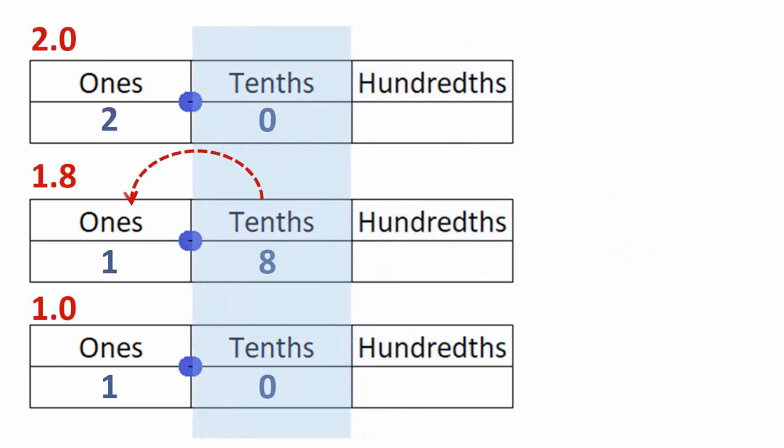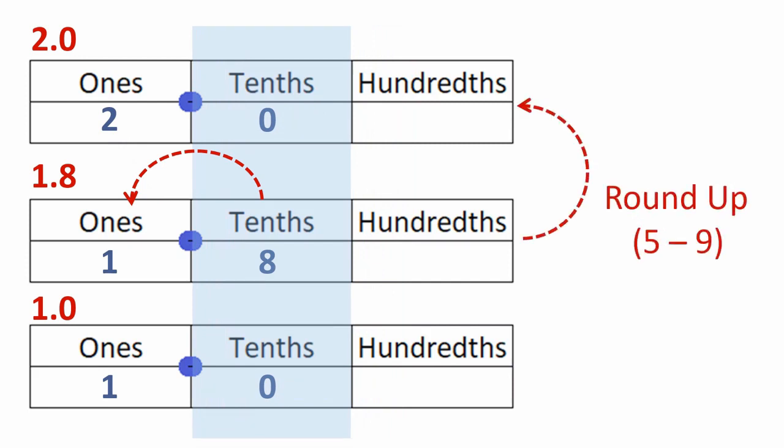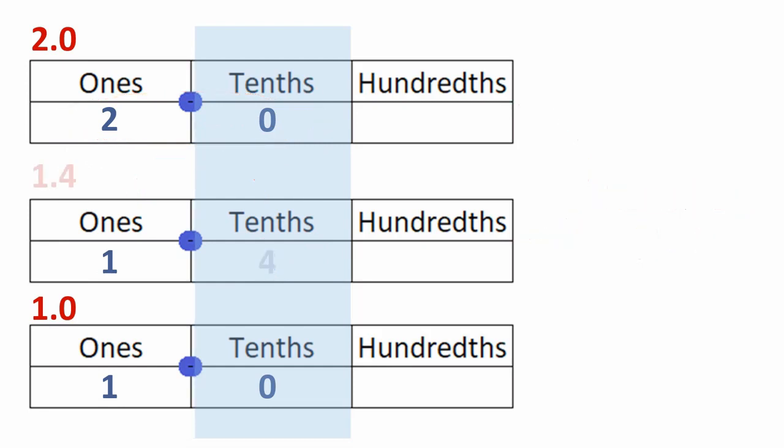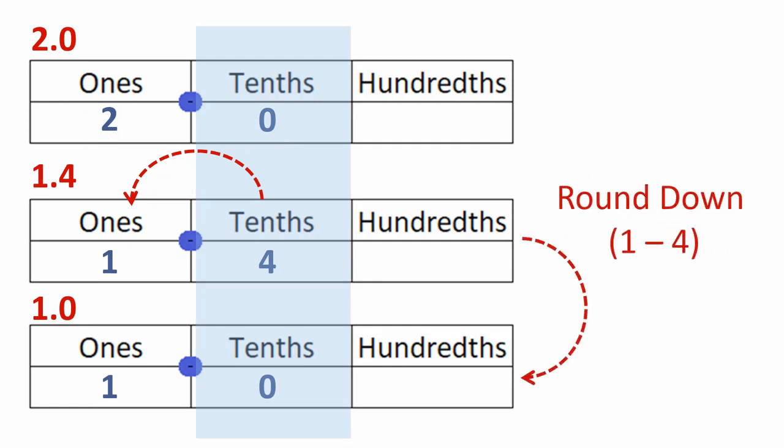Let's round 1.8 to the nearest whole number. Since 8 is between 5 and 9, it will round up. So 1.8 will round up to 2. How about 1.4? Since 4 is between 1 and 4, it will round down. So 1.4 will round down to 1.